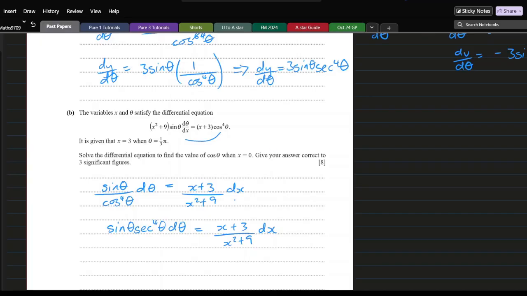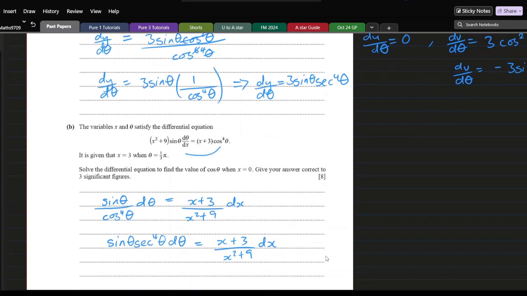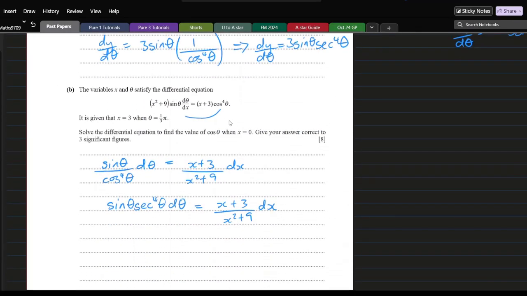Now for the left hand side, we've got sine theta sec to the 4 theta. If we've got 3 sine theta sec to the 4 theta, it must integrate to give us sec cubed theta. But the only problem is that we are missing a 3. So to create that 3, we're going to multiply both sides by 3. Okay, so we know that the left hand side now integrates to give us sec cubed theta.